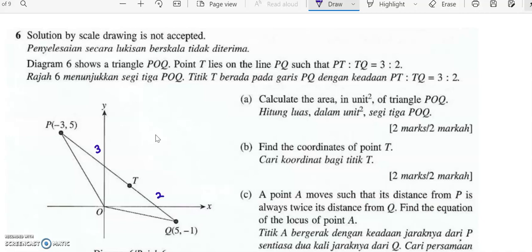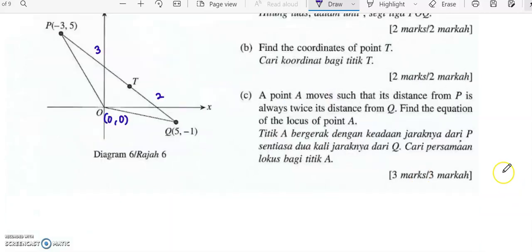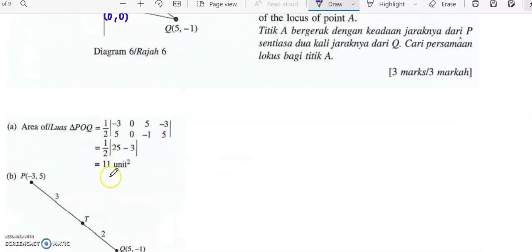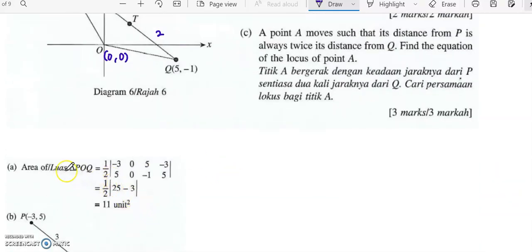Okay, calculate the area in unit square of triangle POQ. So calculate triangle POQ on the Cartesian plane. You must know all the points at the vertices of the triangle. So we have P, we have point Q, and then we have the point O, which is at the origin. The coordinates for O are 0, 0. So we just put into the formula for area of quadrilateral.